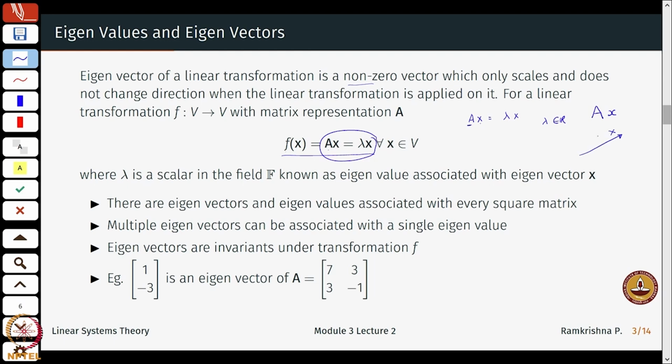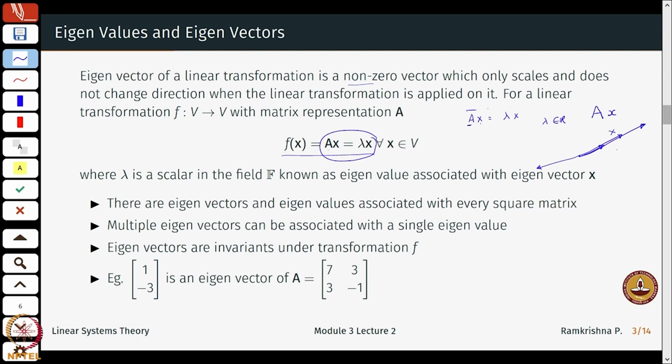Okay. Now, what does the lambda do? If lambda is, say, -1, it will just flip the vector. If lambda is 0.5, it will just give me a vector half the size. If lambda is 2, it will give me a vector which is twice the size, right. So, what does it do? The vector retains its direction.